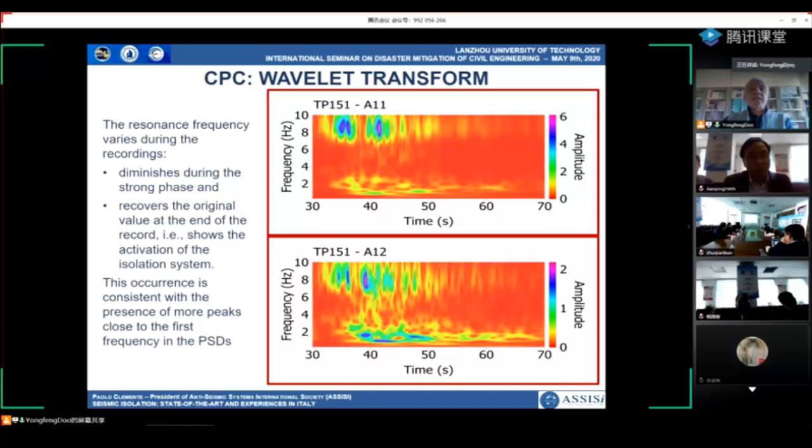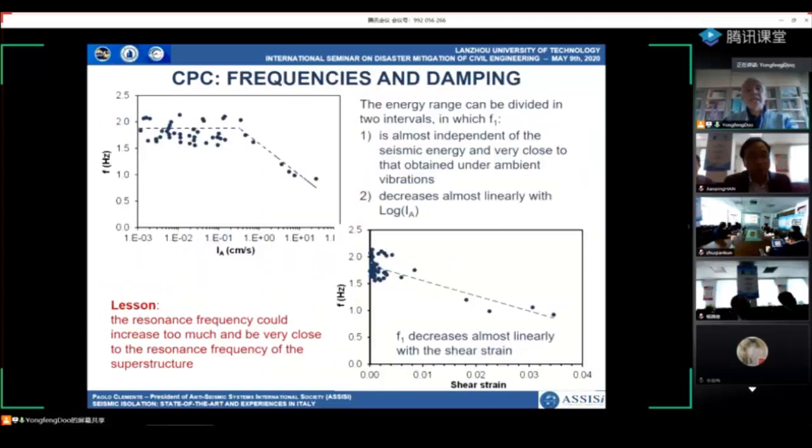From the wavelet transform, we can see that the resonance frequencies change also during the same earthquake. I'm not going into detail about this diagram, but you can see from these diagrams that the first frequency changed also mainly from one earthquake to another. This means that we had a very important non-linear behavior of the isolation system. The lesson from this experience is that the resonance frequency could increase too much and be very close to the resonance frequency of the superstructure. And this should be taken into account when designing an isolation system made of elastomeric isolators.